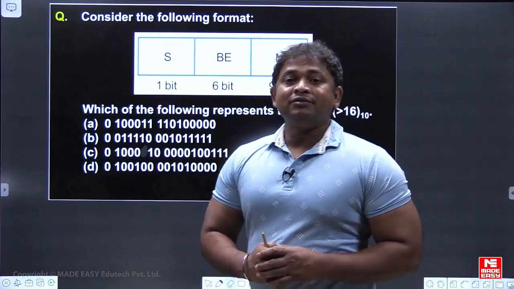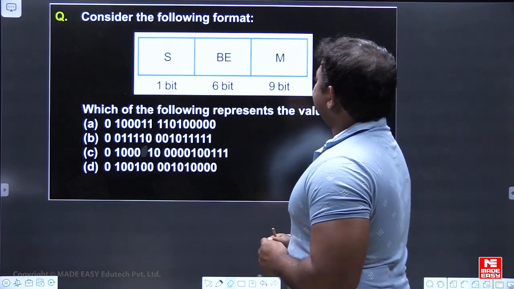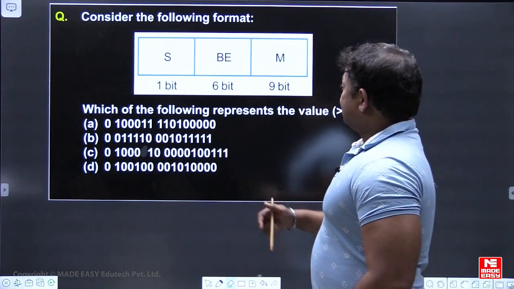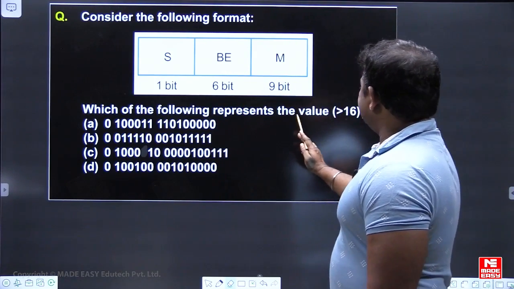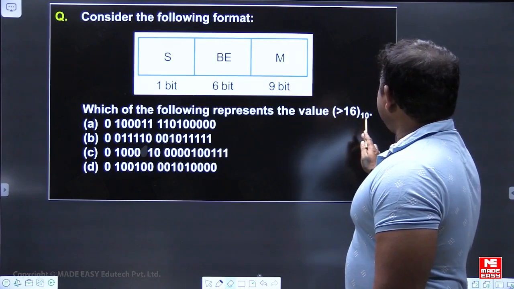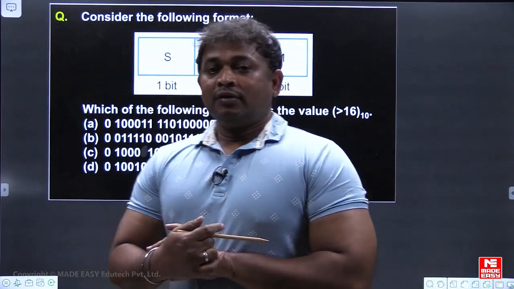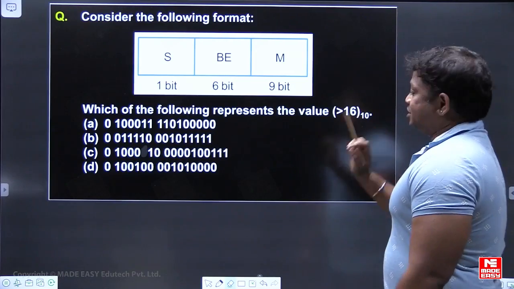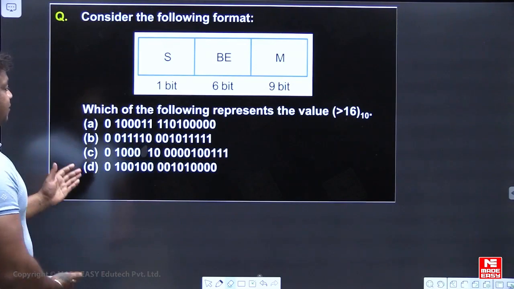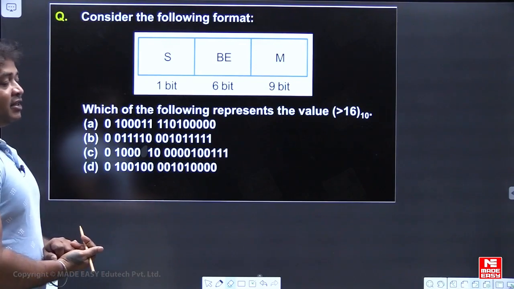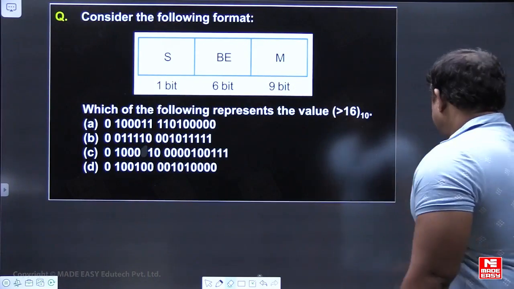This is the first question. All of you just see the question once. Consider the following format. This is the floating point format given. Sign 1 bit, biased exponent 6 bit, mantissa 9 bit. Which of the following represents the value greater than 16 base 10? So we need to identify the options which are greater than 16 in decimal format. Here 4 options are given. Now you need to decide which option is greater than 16.